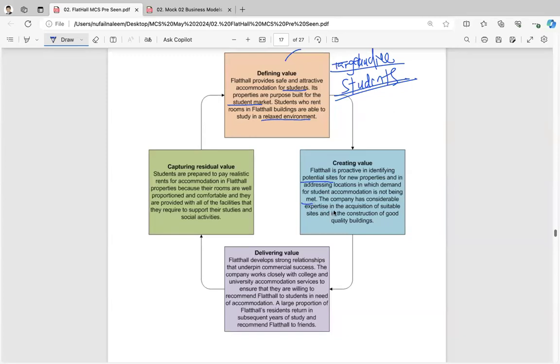So this is their target. The company has considerable expertise in acquisition of suitable sites and construction of good quality buildings. In this case, students, they focus on creating buildings in student convenient locations. Student convenient location. Can I get a Y in the chat box if you are clear with this? And I told you this always depends on the university also, because if the university completion rates are poor, you will have a big issue with this too. Thank you very much, students.